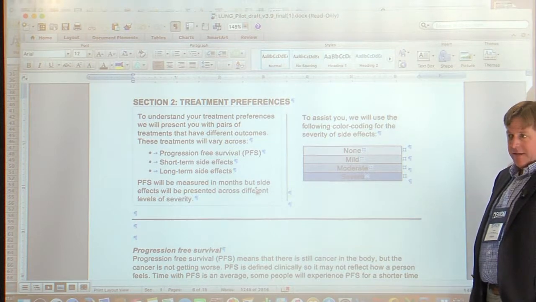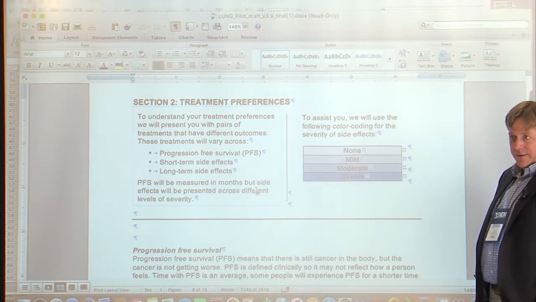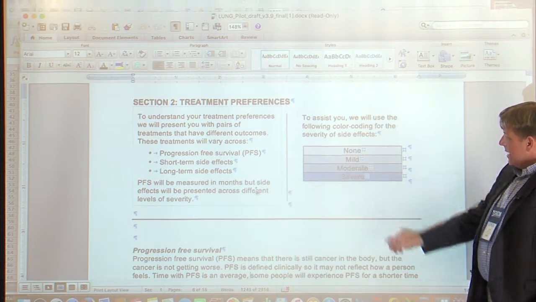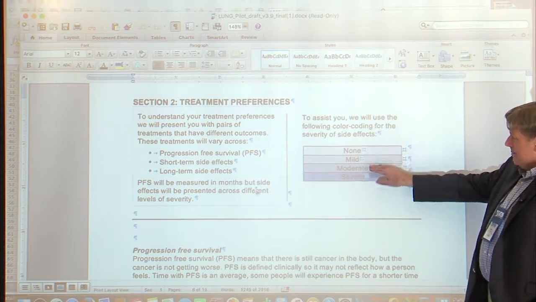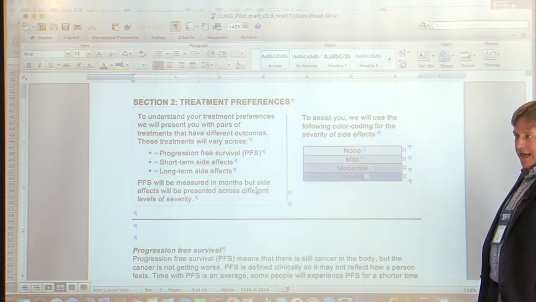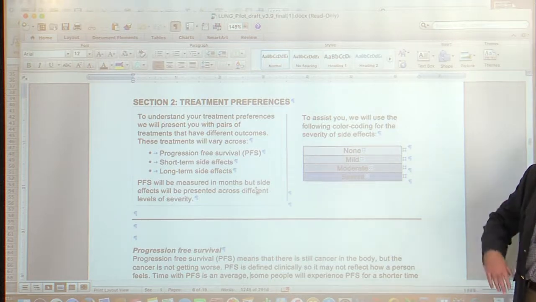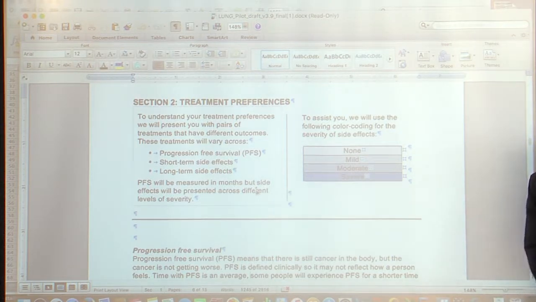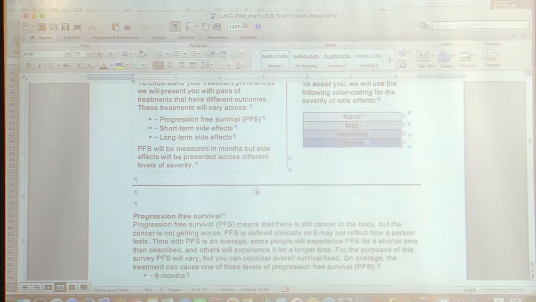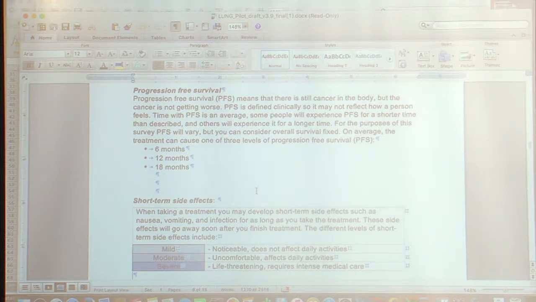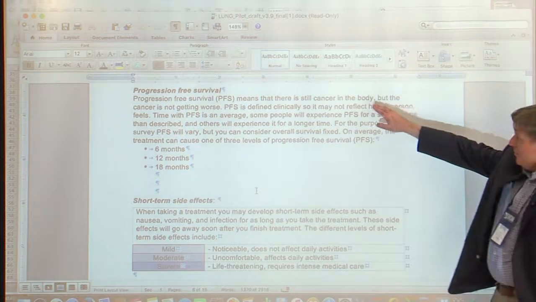I'm also going to say there is some color coding that we're going to use to think about when we're talking about severity. We're going to use this none, mild, moderate, and we're going to use some shading to support that. End of page, if it was electronic. If it's paper, I continue onto the page to describe the first attribute. Progression-free survival.